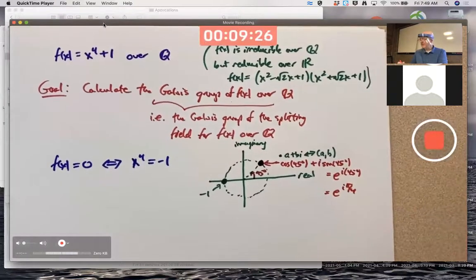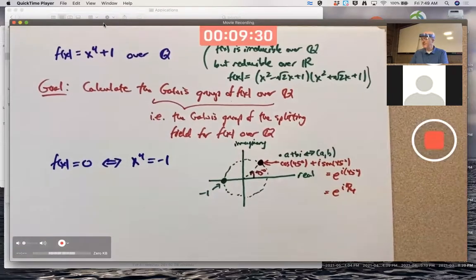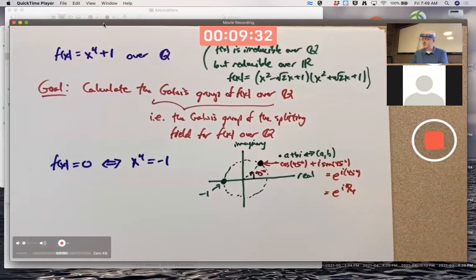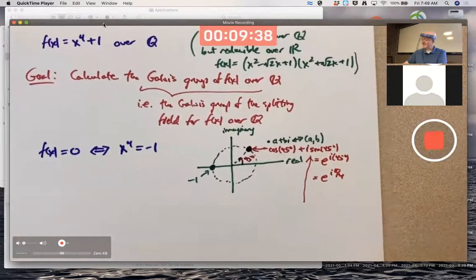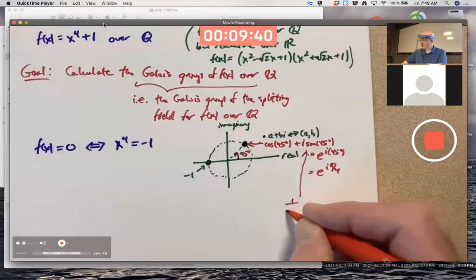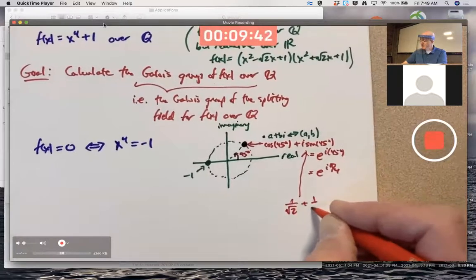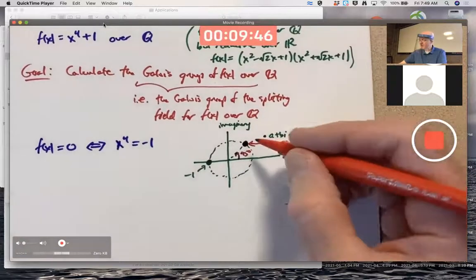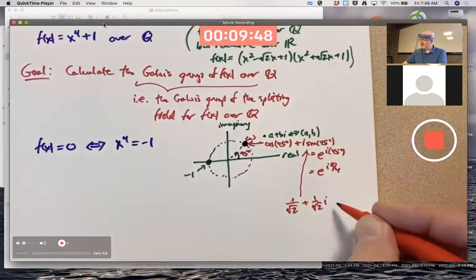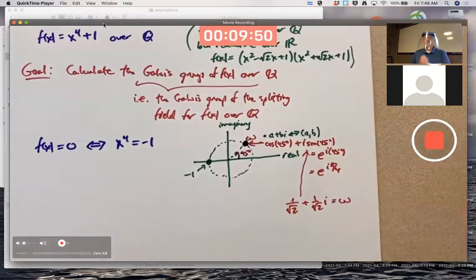But what are the rectangular coordinates of this? Cosine of 45 degrees and sine of 45 degrees are both 1/√2. I should have made my drawing bigger here. I'm going to need to maybe redraw it bigger. 1/√2 plus 1/√2 times i is what this point is. Call this point omega. This is omega.